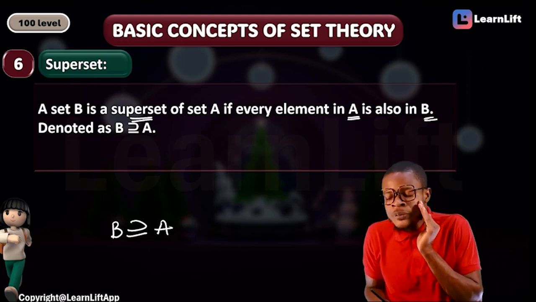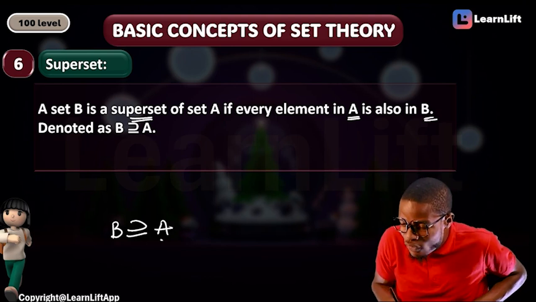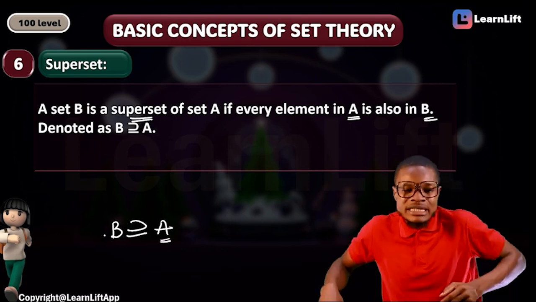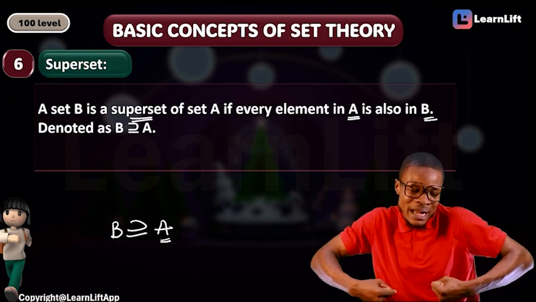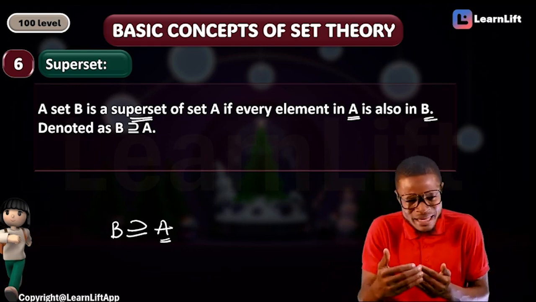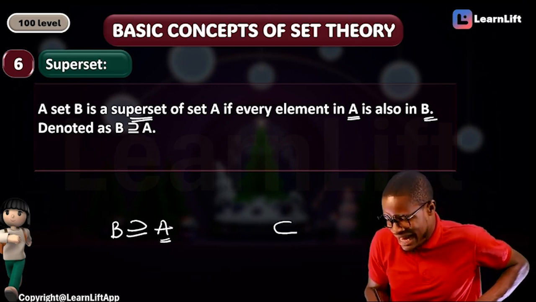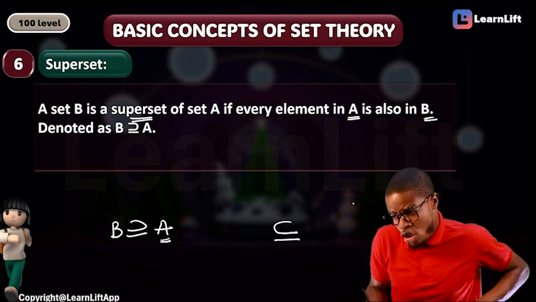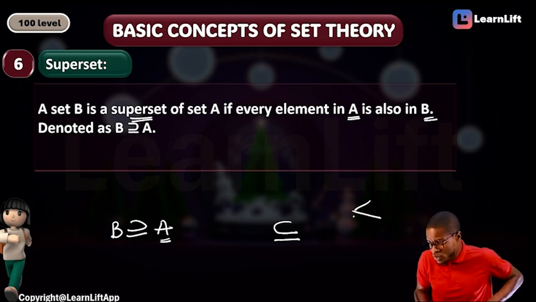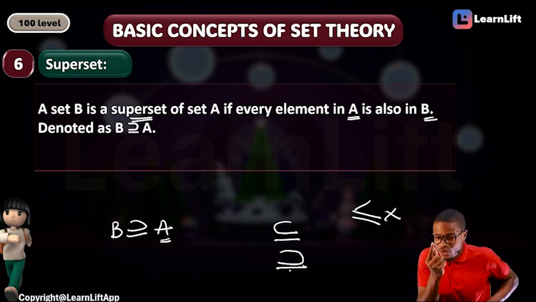Let me break it down more. B is a superset of A. What it means is that every element of set A is in set B. Which one is the bigger set? Which one is more like above? The one that is higher is B. B is a superset. If you watch, when I use the symbol like this, it is subset. If you now turn it this way, what is it? It is your superset. Are you getting me now?